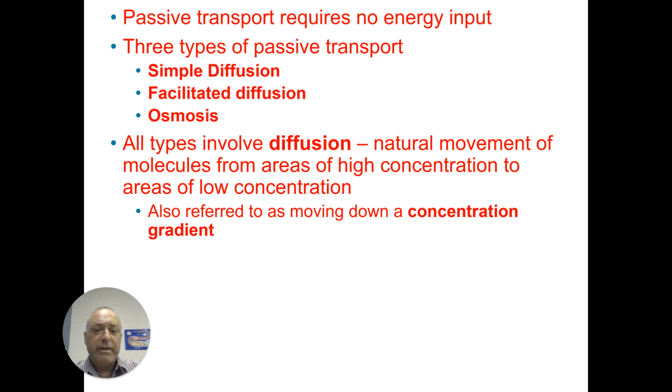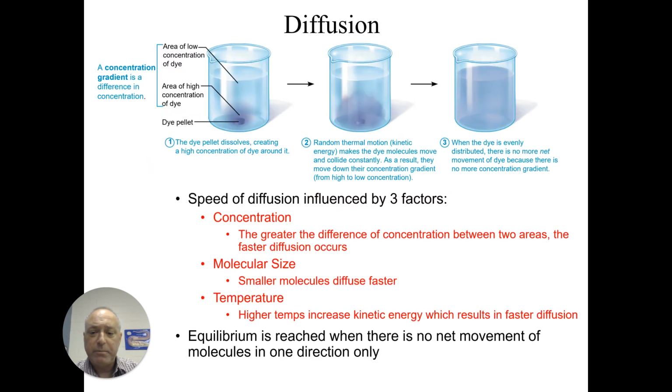So diffusion is simply the movement of molecules from an area of high concentration to an area of low concentration. This is the concentration gradient. So the greater the concentration difference, the faster the diffusion. The smaller the molecule, the faster the diffusion. The higher the temperature, the faster the diffusion.